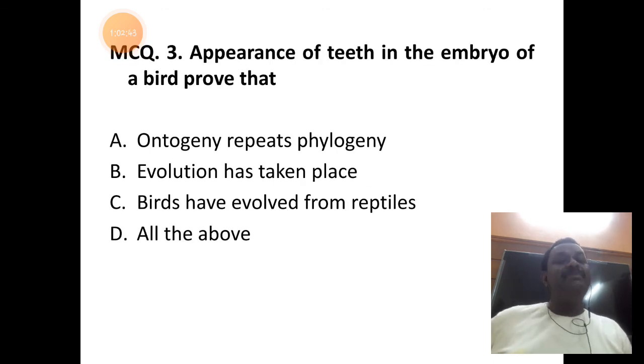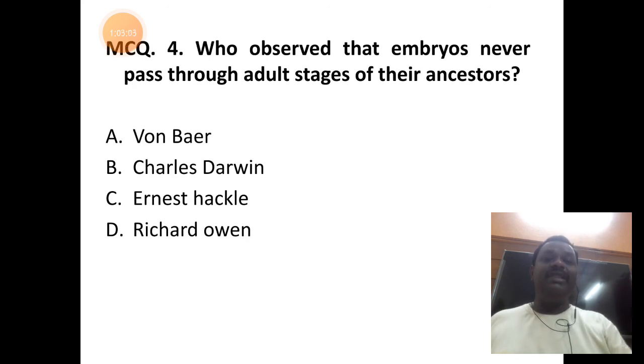Third, appearance of teeth in the embryo of a bird proves what? It proves ontogeny repeats phylogeny, yes. Evolution has taken place, yes. Birds have evolved from reptiles, yes, because the tooth is the indication where a reptilian character is seen in the bird. Fourth is all the above. So D is the correct answer, all the above.